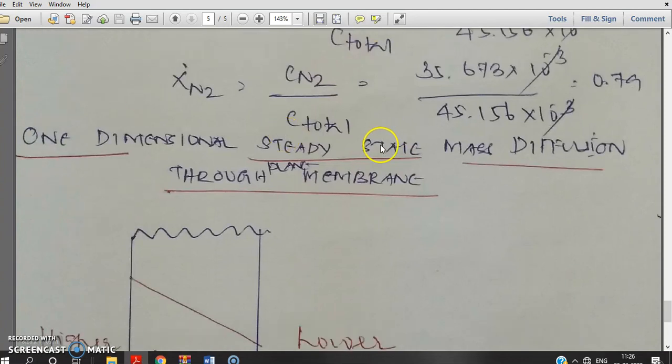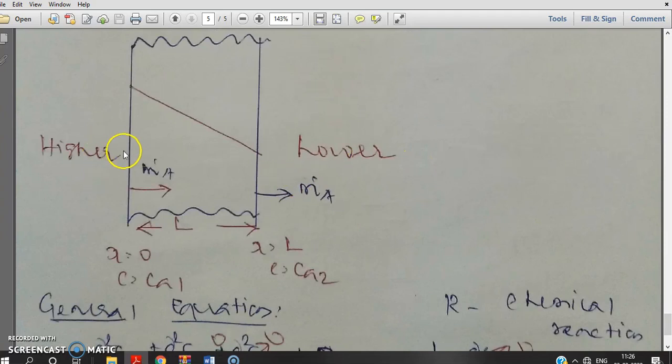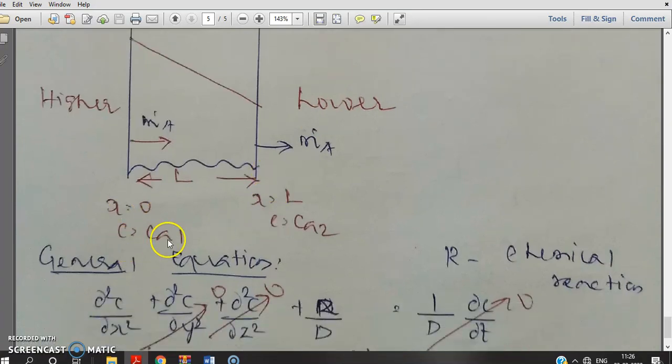Next, one-dimensional steady-state mass diffusion through a plane membrane. Here, on the left-hand side the high concentration side exists, and on the right-hand side a lower concentration of molecules exists. At x equals 0, C equals Ca1. At x equals L, C equals Ca2. The thickness of the membrane is denoted by the symbol L. The mass transfer takes place from the higher concentration side to the lower concentration side.